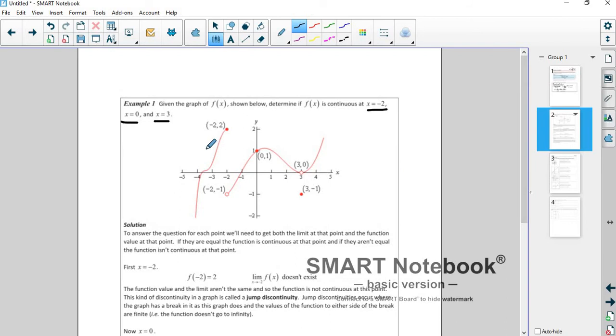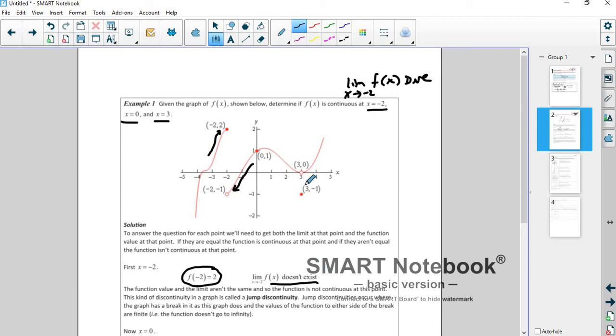But let's take a look at -2. What happens at -2? As you approach -2 from both sides, the function goes up to +2 from the left, but down to -1 from the right. Well, what do you know at -2 then? At -2, the limit as x approaches -2 for your function doesn't exist. So that is a problem. The function value exists, but the limit does not. Well, as soon as the limit doesn't exist, you know you're not continuous.